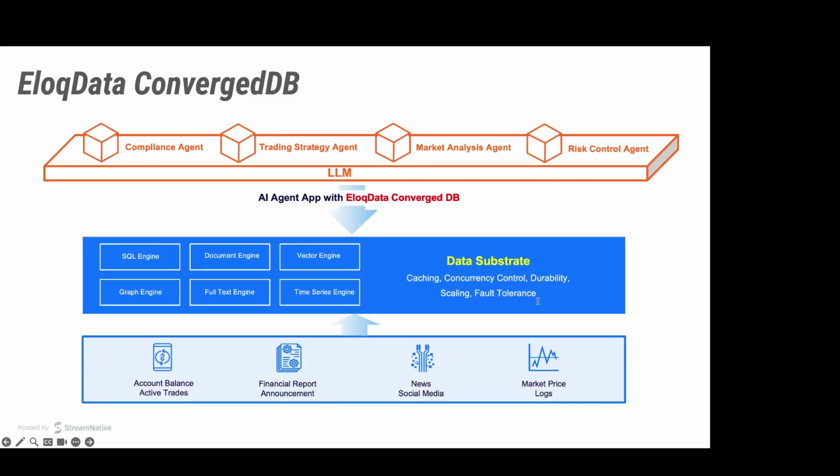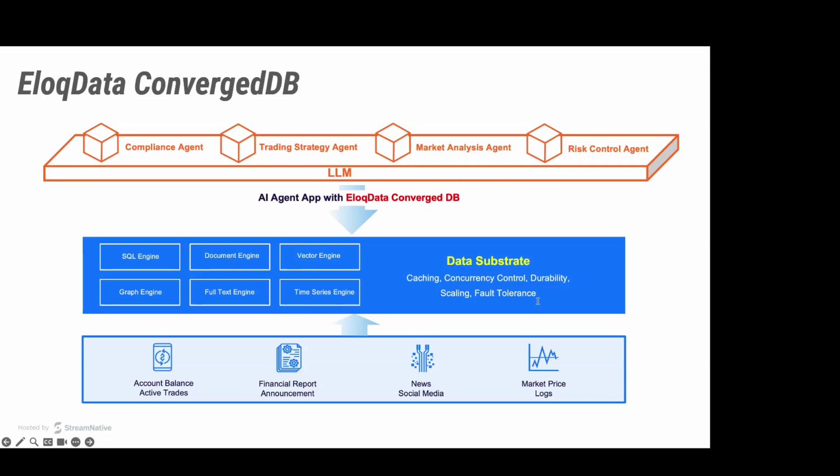You can insert a financial report, its embedding, and the relationships extracted from the document into the document, vector, and graph databases, all in a single transaction. So if any data model fails, the whole transaction will be rolled back. You will not see an empty link to the original report, and you will not lose the relationship between the two companies. Moreover, ConvergeDB can help you reduce the management overhead. It is a one-size-fits-all solution.